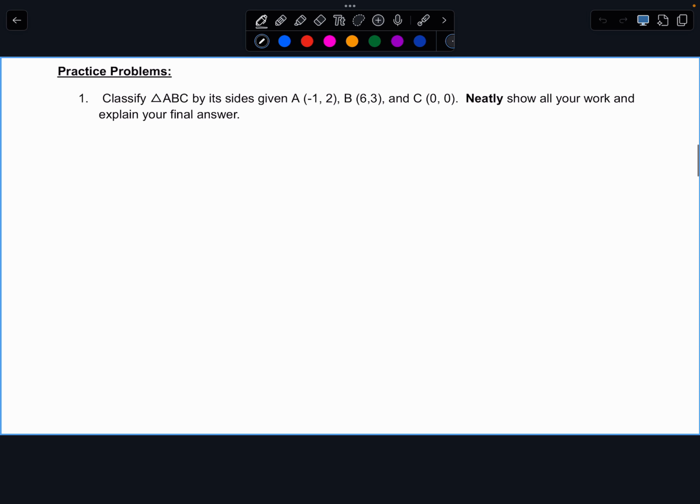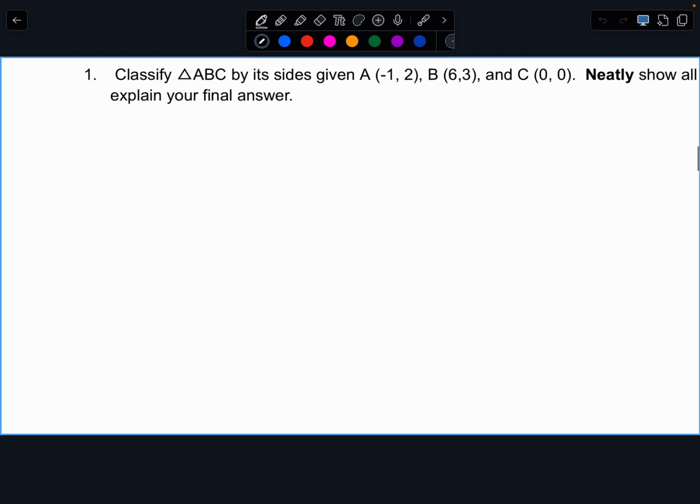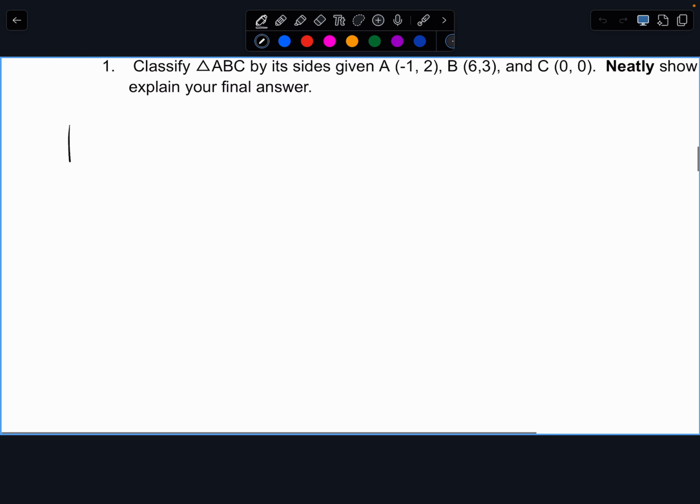All right, let's go ahead and work on, we're gonna do 4 problems together, and then I'll let you guys practice for a decent chunk of time the rest of this packet. So the first problem says to classify triangle ABC using its sides. You don't have to do this, but it always helps my brain: I make a little sketch, very, very small, of what this would look like, all right?